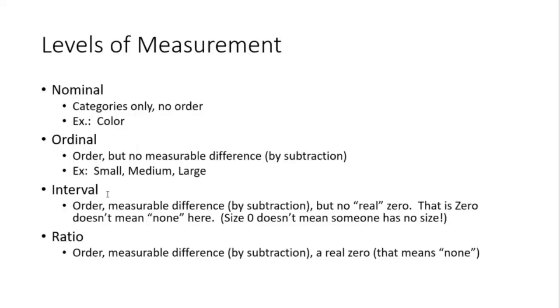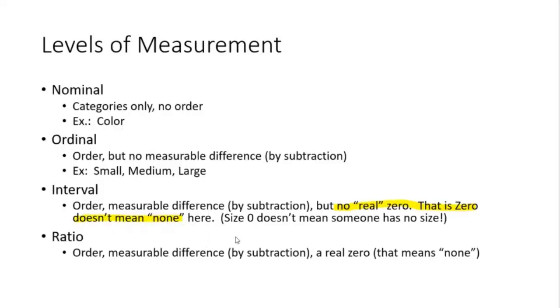Now on an interval measurement, an interval and ratio tend to be the two that we have the most trouble distinguishing between. So on an interval order of measurement, you have order. The only one that doesn't have order is nominal. So we do still have order, but suddenly we can subtract. And we can say it is 3 more, or it is 2 more. But you don't have a real zero. What does that mean? That means 0 does not mean none here.